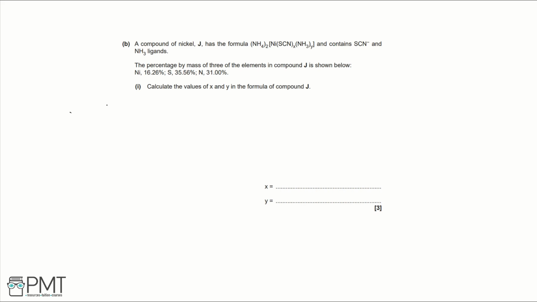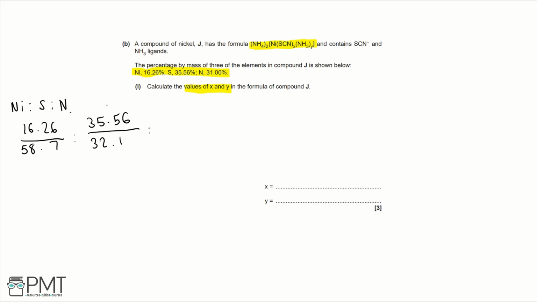Let's start by highlighting the key pieces of information in this question. So that would be the formula of J and the percentage by masses of the 3 elements, and that we need to find the values of X and Y. So looking at the percentage by masses, we can work out the ratio of nickel to sulfur to nitrogen. So what we need to do is 16.26, so the percentage, divided by the relative atomic mass, which would be 58.7 for nickel. Then we do the same for sulfur, so that's 35.56 divided by 32.1 for sulfur.